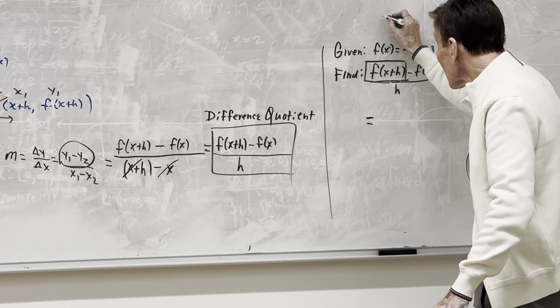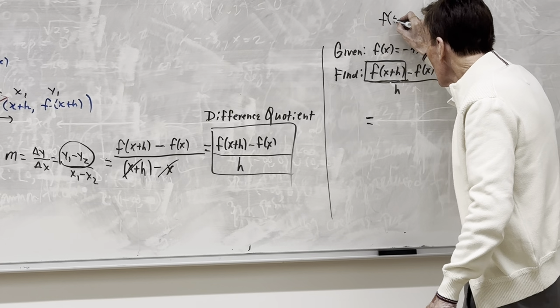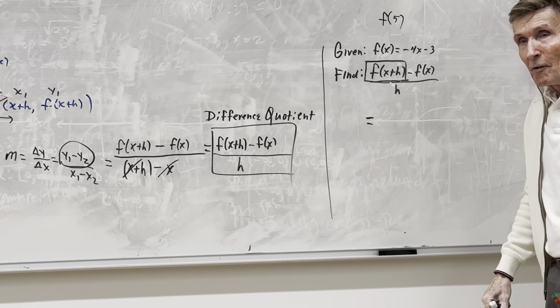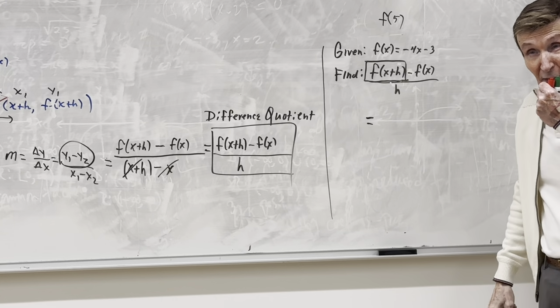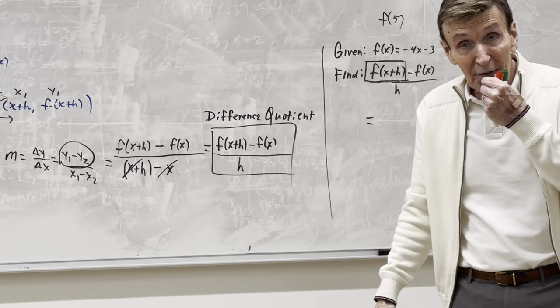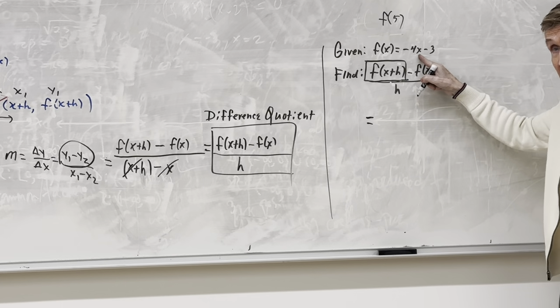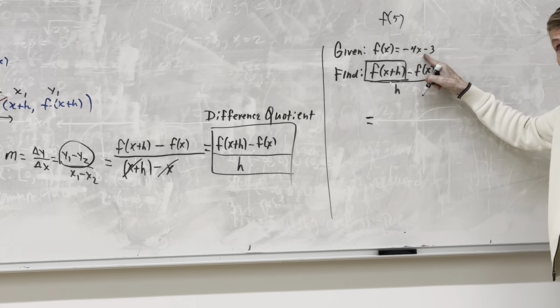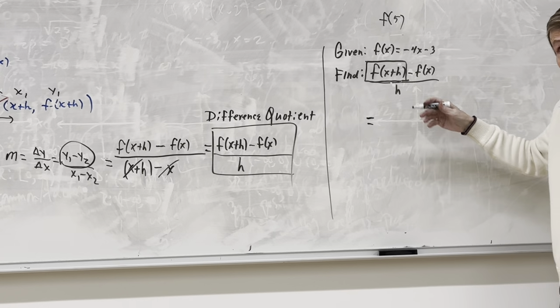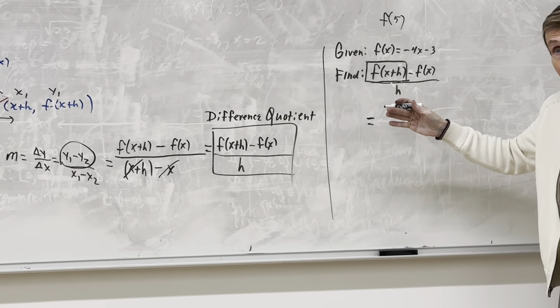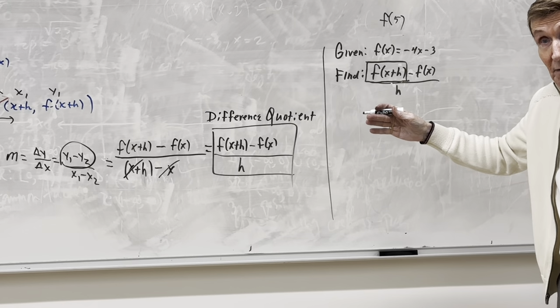If I said, class, find f of 5 for me. Suppose I said f of 5. What would you do to find f of 5? Every student in class would say, Professor, you go back and replace x by 5, and calculate and get probably, what, negative 23? That's true, if you replace x by 5.